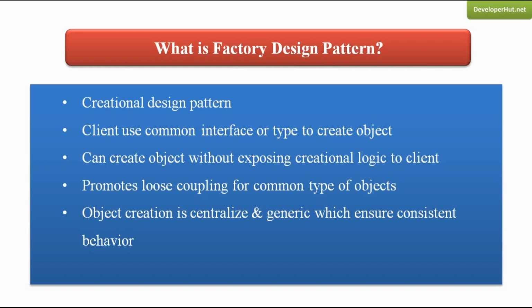So the factory design pattern uses a common type or common interface to create the object, and it also provides a way to not expose the creational logic to the actual client, right? It also promotes loose coupling for common types of objects. And in the factory design pattern, there is a centralized location where your object is getting created, right? So let's understand how we can implement this using the factory design pattern.